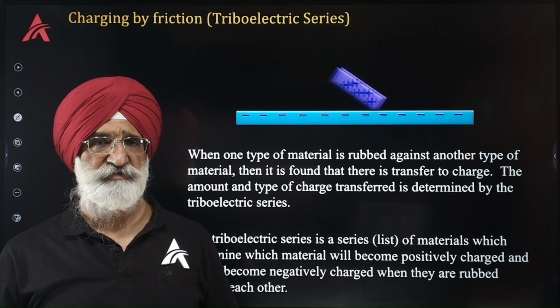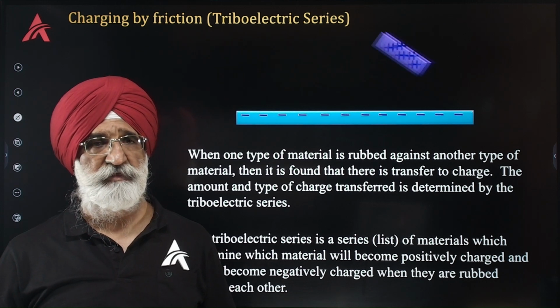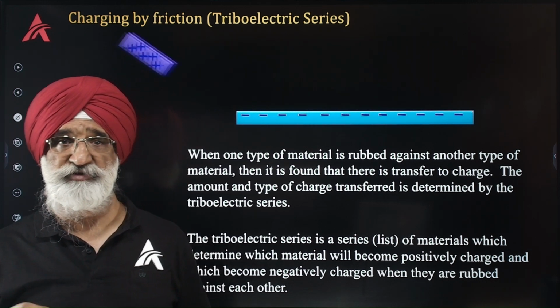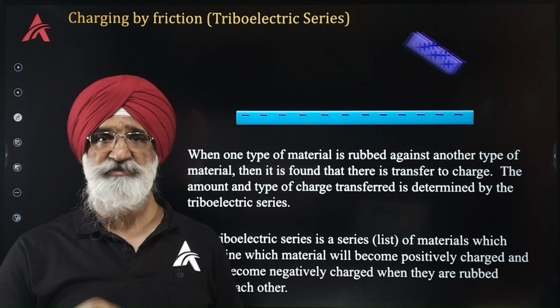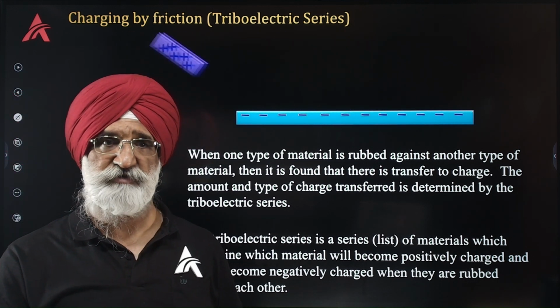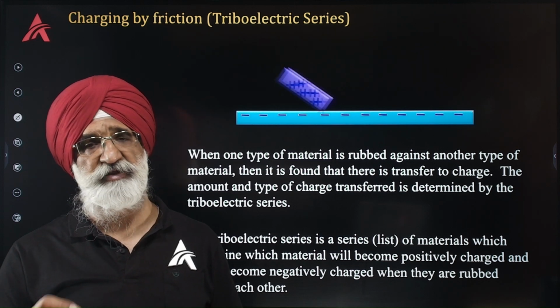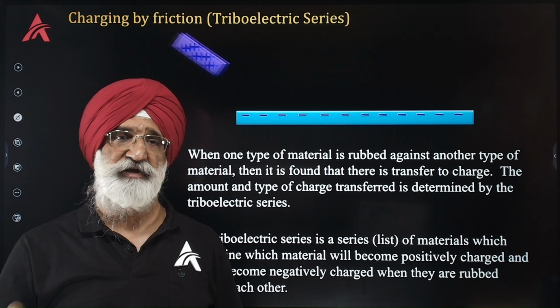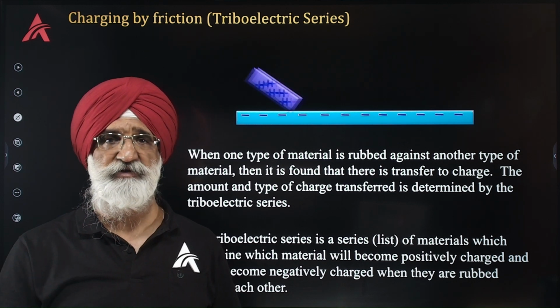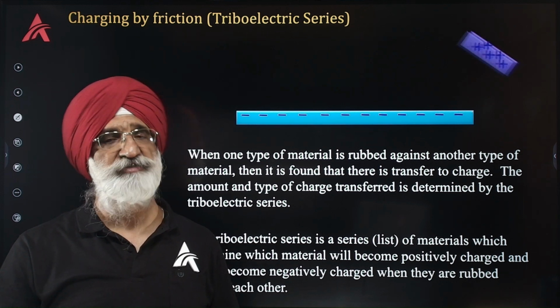Now, up to this topic it is clear. But now the question arises, how will we come to know which substance will become positively charged and which will become negatively charged when they are rubbed against each other, and electrons will be transferred from which substance to which substance.